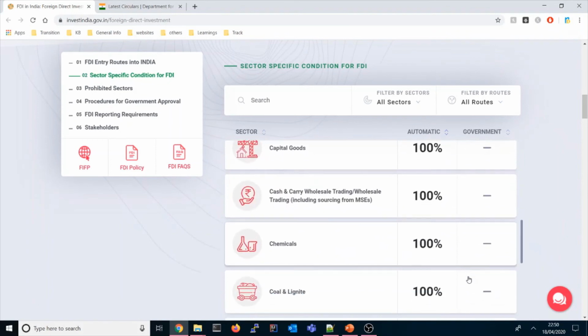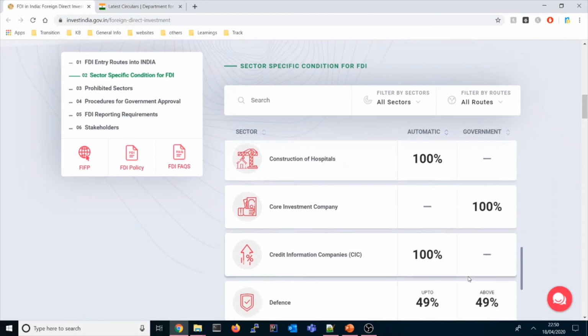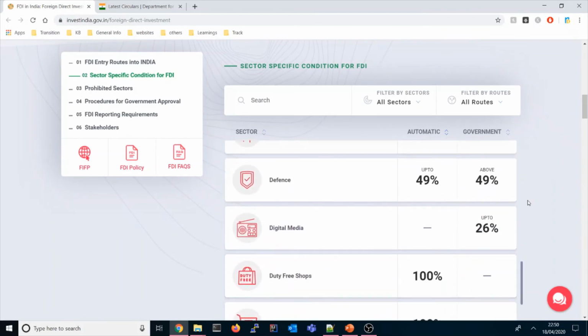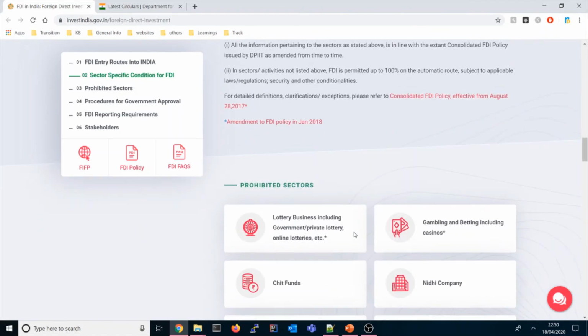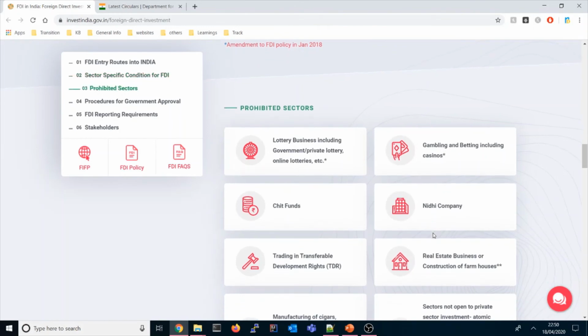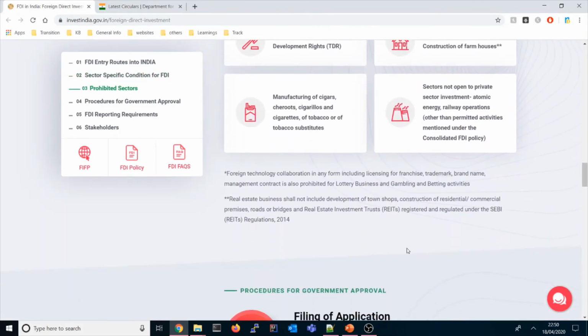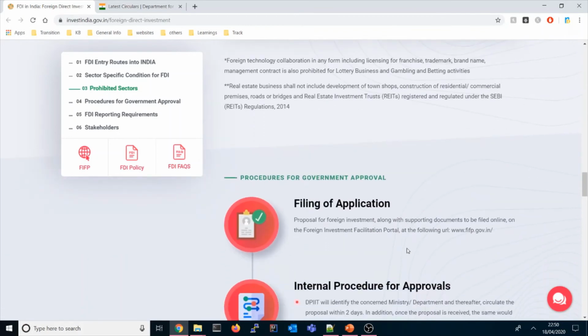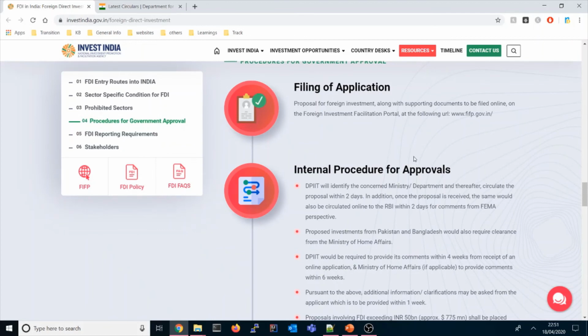Whoever wants to invest in India can check all these sectors and the percentage shares. Prohibited sectors are also mentioned here, like lottery, gambling, chit funds, Nidhi companies, trading in transferable development rights, real estate business, and manufacturing of cigars. All these things are mentioned on this site. You don't need to go through it if you're not planning to invest. That's one place where you can find the investment details.